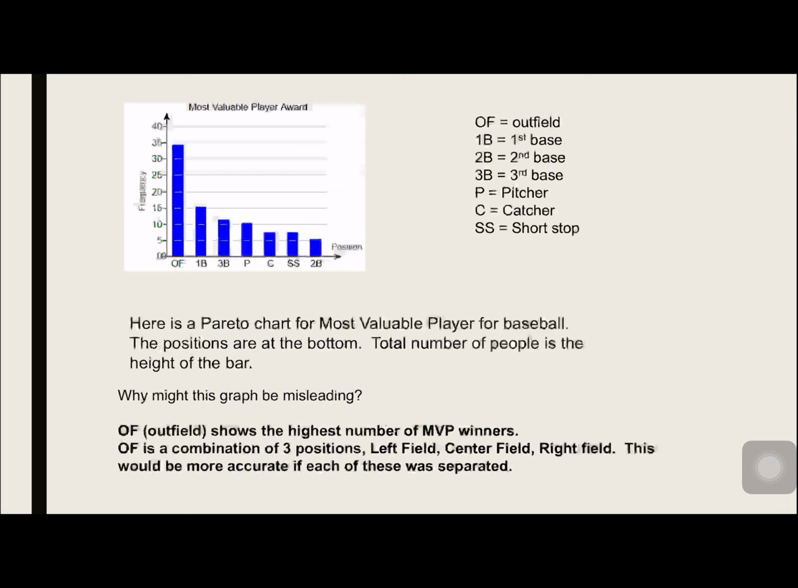So first base is just 1 position. Third base is also just 1 position. But outfield, OF, is actually 3 different positions. So it would make sense that it's more than others because it's combining 3 different groups.